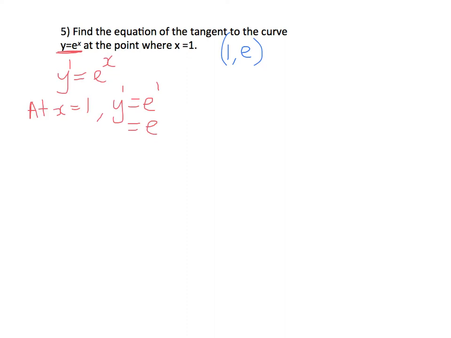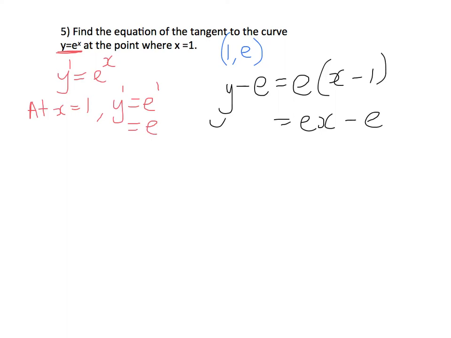Let's now use the point gradient formula. So y minus e equals e outside of x minus 1. And you get ex minus e. And let's put this in general form. So general form, the x term goes first, and the y term plus the e over. That's it. So there's the equation of the tangent to the curve y equals e to the x at the point where x equals 1.